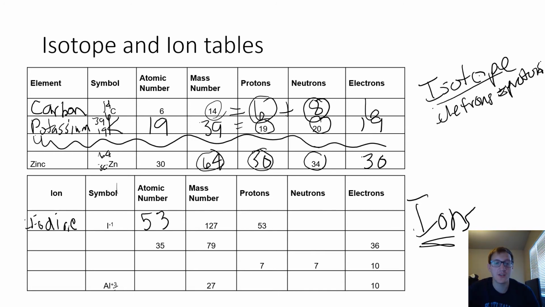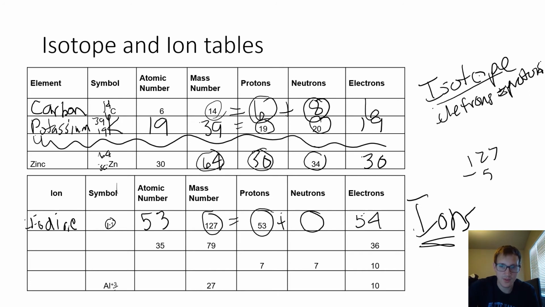Now make sure for ions that you don't just copy protons and electrons. They are different now. Because this has a -1 charge, I know that I gained an electron, which tells me that I now have 54 electrons. Gaining a negative means I gain an electron, so taking it from 53 up to 54. And then again, this number plus this number equals this number, so I do 127 minus 53, which would be 74. Perfect.